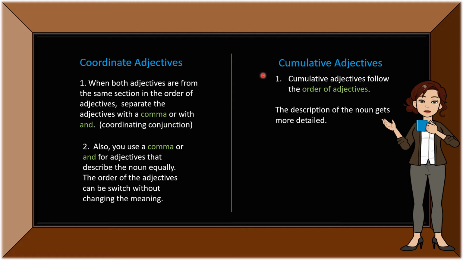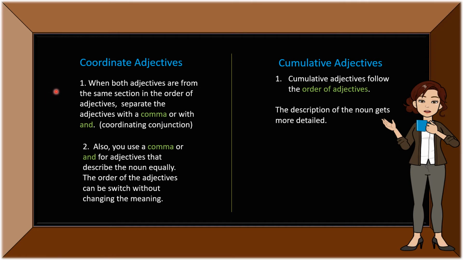Cumulative adjectives. Cumulative adjectives follow the order of the adjectives. The description of the noun gets more detailed. So think about it as a microscope getting closer and closer to the object. You see more details.